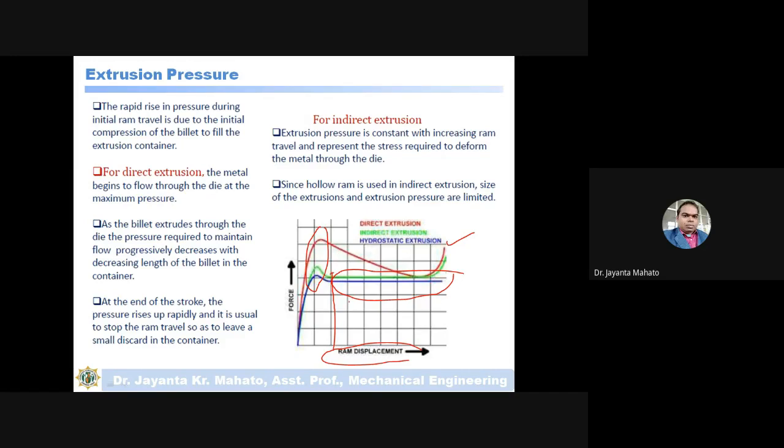But in the case of the hydrostatic extrusion process, less force is required compared to the direct extrusion process, and even compared to the indirect extrusion process. In the direct extrusion process, the most force is required among the three: direct, indirect, and hydrostatic extrusion. Understand?